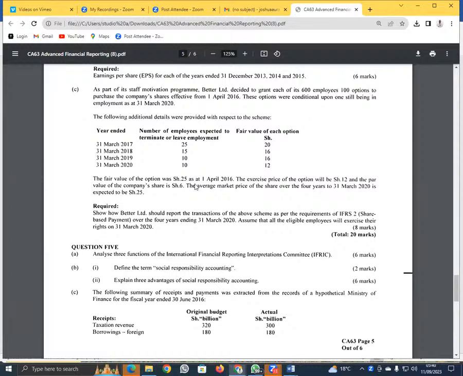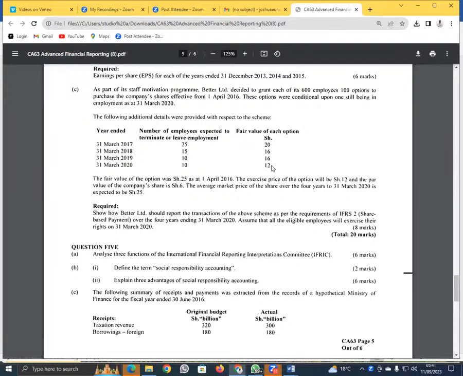So they're giving you a lot of numbers to confuse you. But what I need to know is what type of share-based payment is this? Is it cash settled or equity settled? If I'm told that these employees will be given shares, or share options, at the end of the day, then I know that this is equity settled. And if it's equity settled, then I will stick with the fair value as at the grant date.